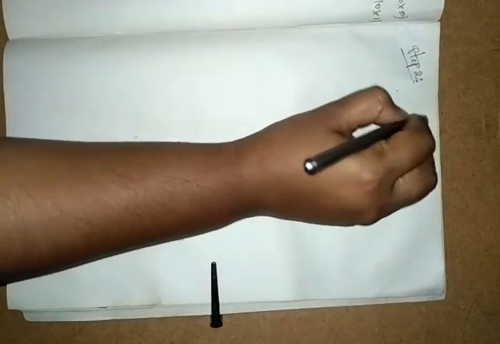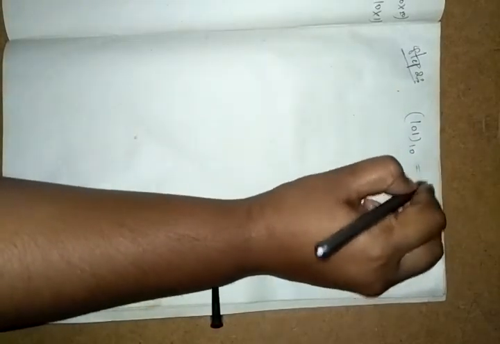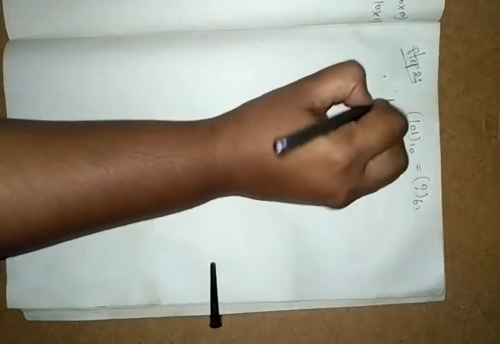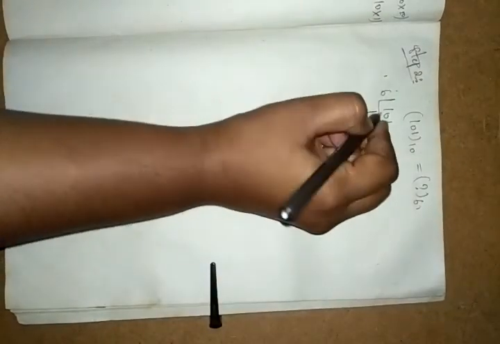We have 101 that can be converted into base 6. How much of 6? 6 ones are 6. We are left with 4, so 41 we have. 6 sixes are 36, which means we are left with 5.